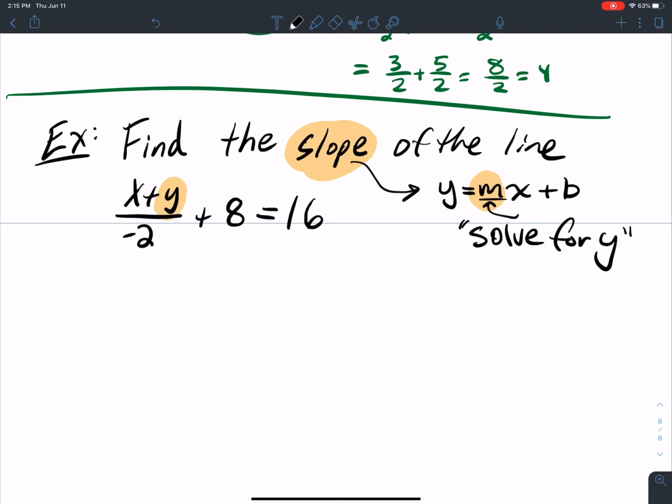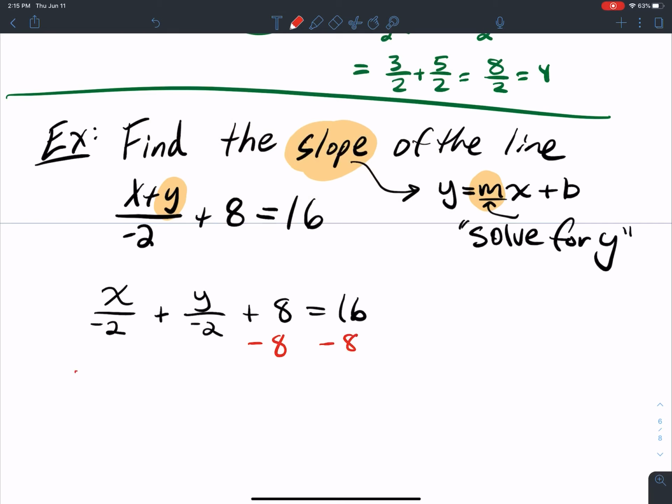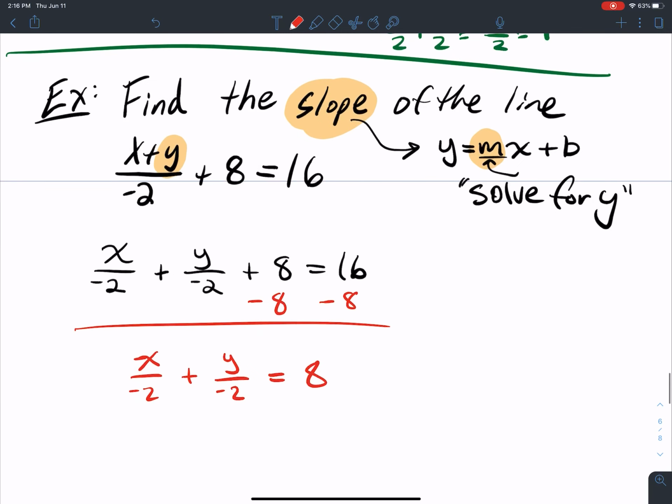How do I get it by itself? Well, let's multiply it out. So I have x over negative 2 plus y over negative 2 plus 8 equals 16. I'm going to subtract 8 from both sides, and so I get x over negative 2 plus y over negative 2 equals 8. Okay, I don't like fractions. Let's get rid of them. Let's multiply everything through by negative 2.